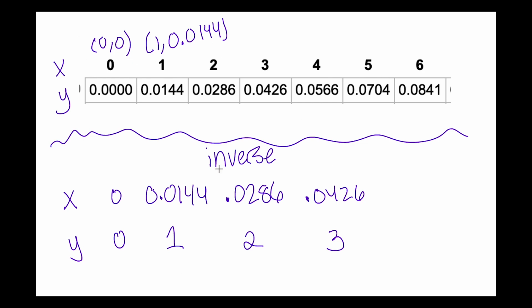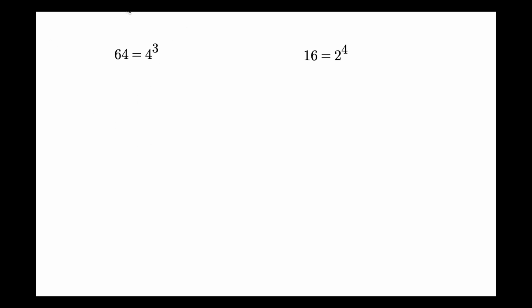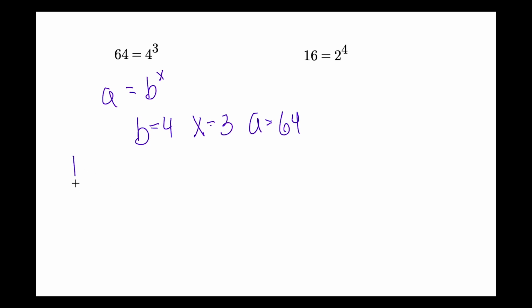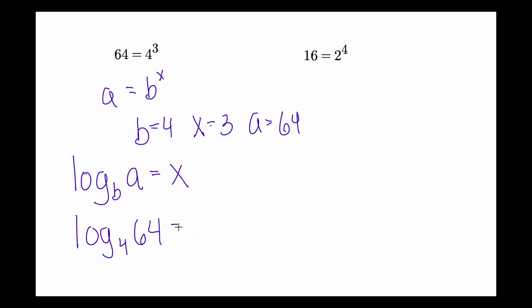So make sure you remember this when you're doing your Khan Academy assignment. If we're asked to rewrite exponential equations in logarithmic form, remember b to the x equals a. So here the base is 4, the exponent is 3, and the answer is 64. This needs to be written in the form log base b of a equals x. In this case, my base is 4, my answer is 64, and my exponent is 3.